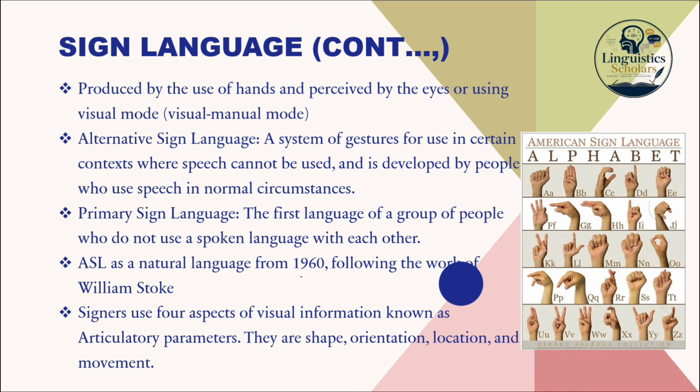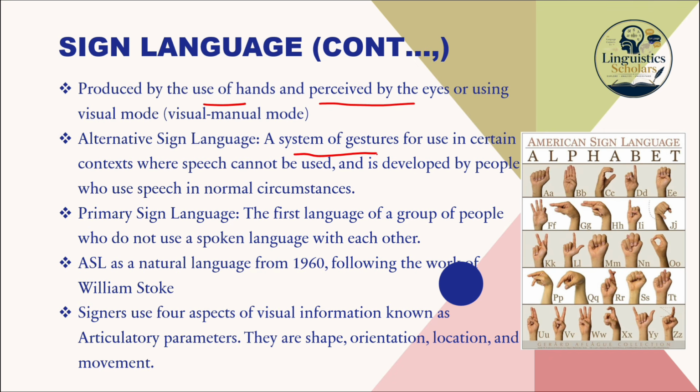Sign language is produced by the use of hands and perceived by the eyes, whereas natural spoken languages are produced by our oral articulators and perceived by ears. But the articulators are different for people of sign language because it is produced with the hands and perceived with the eyes.